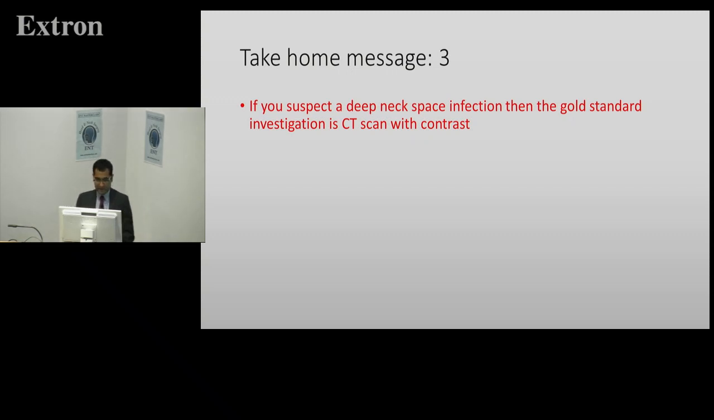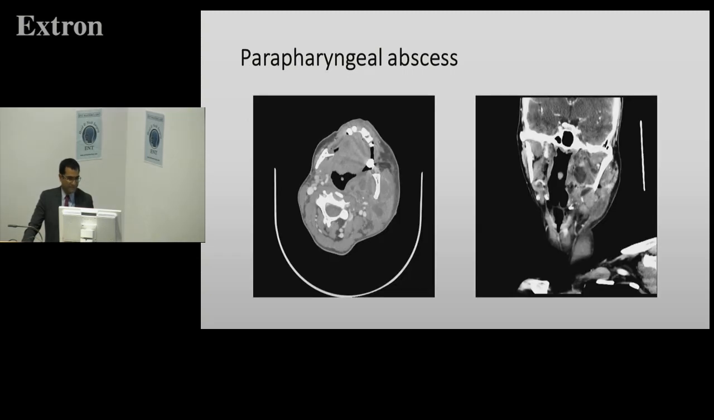Imaging-wise, the gold standard, if you suspect someone has a deep neck space collection or sepsis, is CT scan with contrast. Yep. So that's the gold standard. Forget ultrasound scan. You can't tell if someone's got a retropharyngeal abscess or a deep parapharyngeal abscess on an ultrasound scan, no matter how good they are. So that's the gold standard.